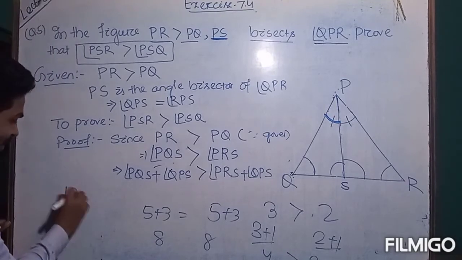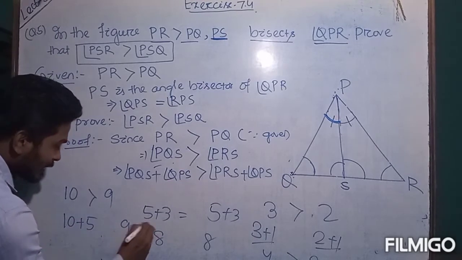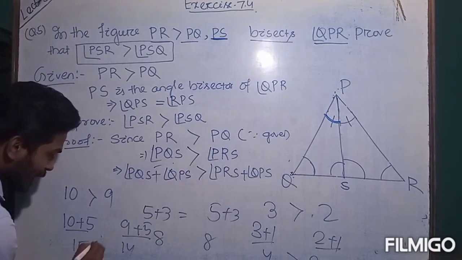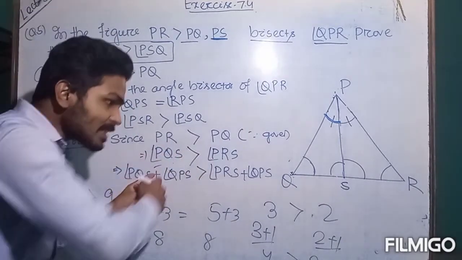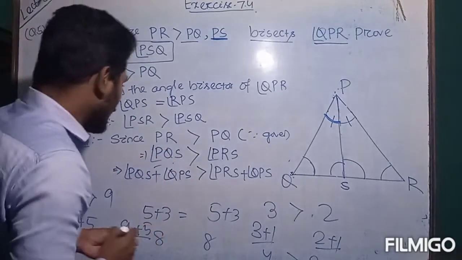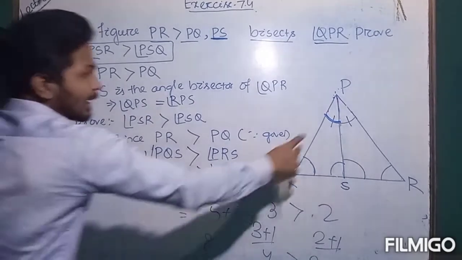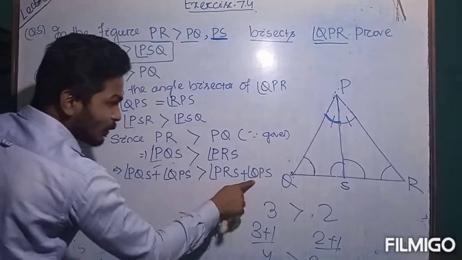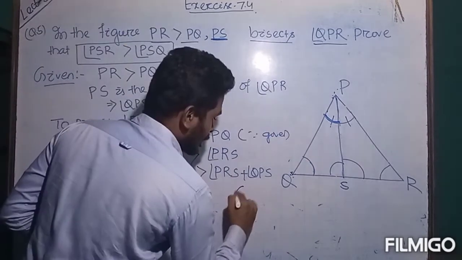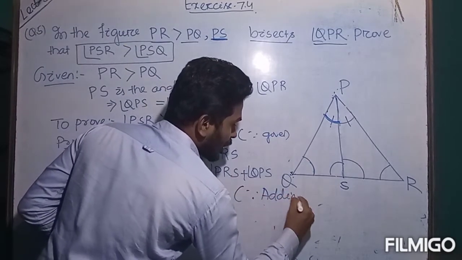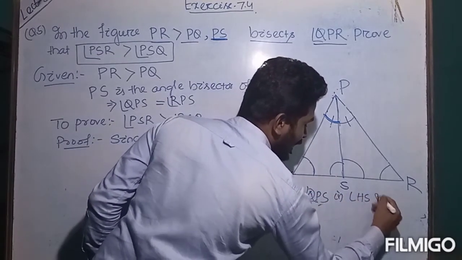For example, if 10 is greater than 9, and we add 5 here and 5 here, then the result is 15 here and 14 here. Similarly, 15 is always greater than 14. So if we add the same thing in both LHS and RHS, there is no change in the result. Similarly, what we have done here? Here we have added angle QPS to the left hand side and to the right hand side. So let us write it: adding angle QPS in LHS and RHS.